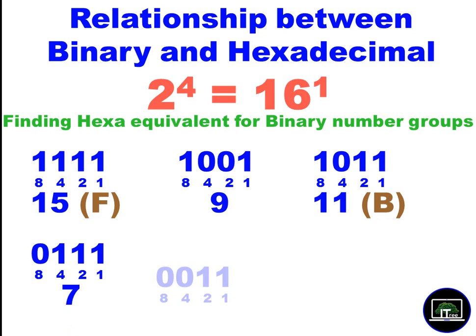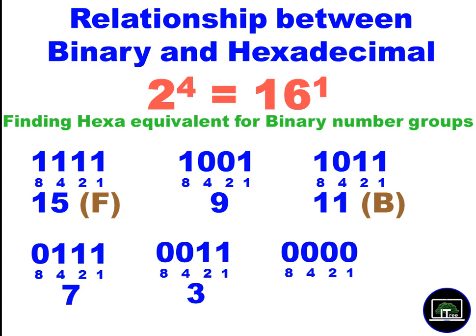Now this one, it's 3. Look at this one now. What is it? It's 0. It's 0. Very, very important. You have to understand that one. It's 0. Okay, with that understanding, we continue with some problems.